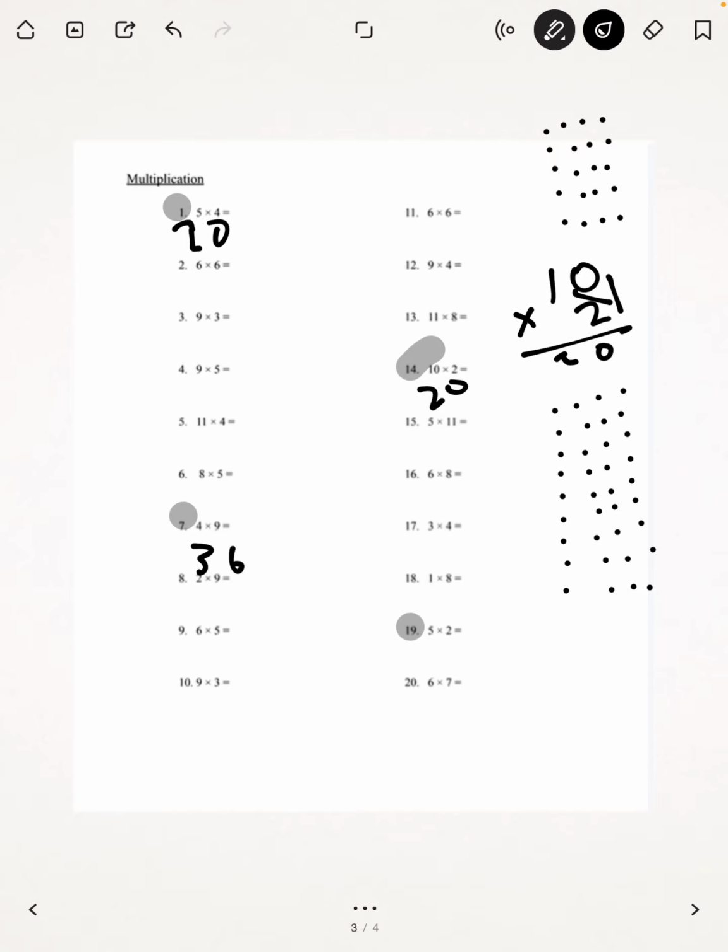5 times 2, this means 5 plus 5. Or you could do 1, 2, 3, 4, 5. And if you count it up, it equals 10.